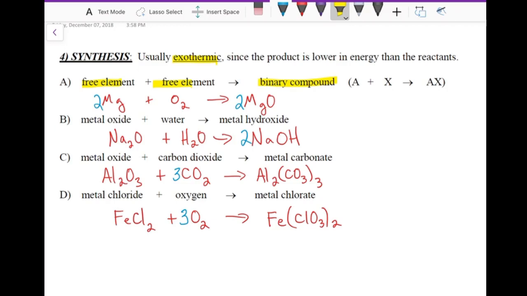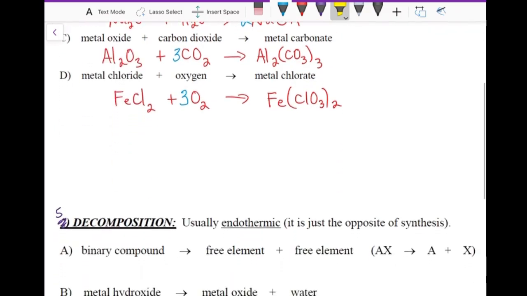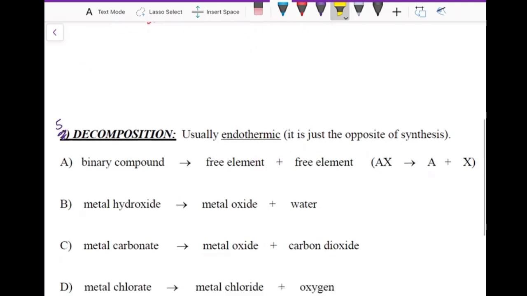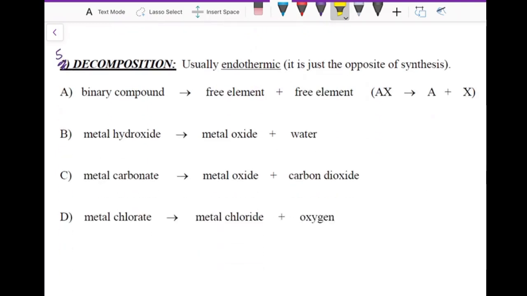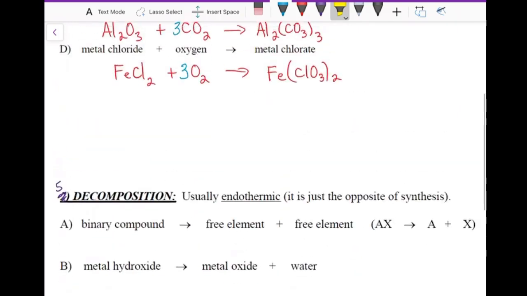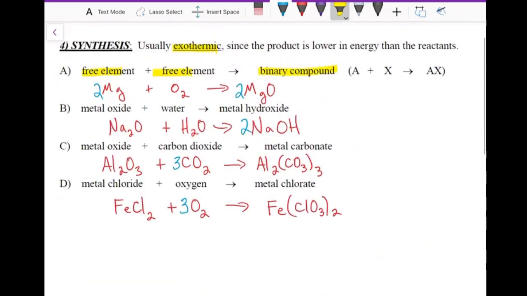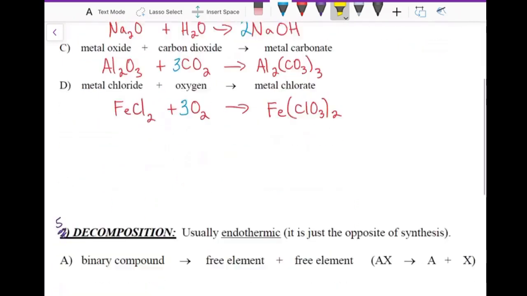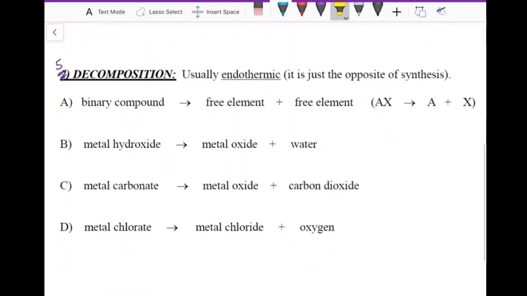Now, decomposition. Synthesis is making something, decomposition is breaking something down, so it's just the exact opposite of what we just talked about. If I look at free element plus free element makes binary compound, that is synthesis A. Decomposition A is binary compound breaks down into free element plus free element. And so we can just work in exact reverse.